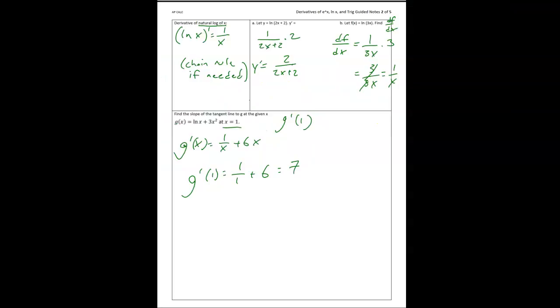So those are my 2 new derivative rules, natural log and e to the x, and we'll come back to our trig functions in part 2 of this video.